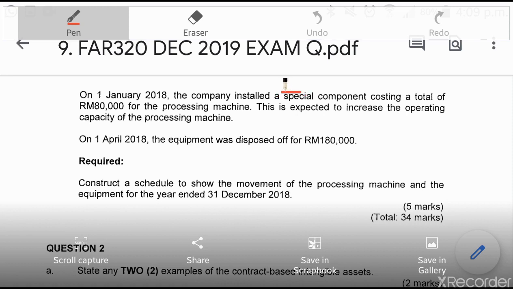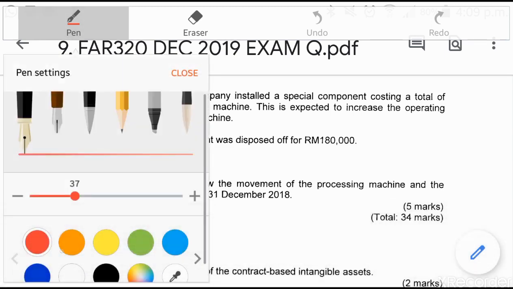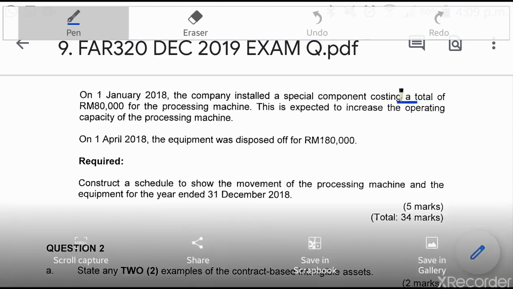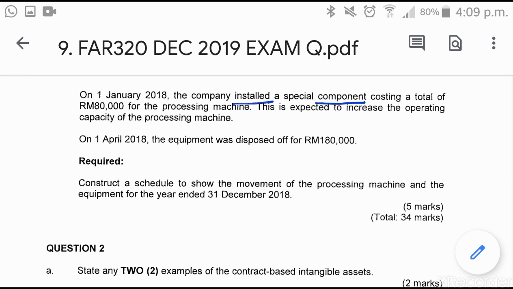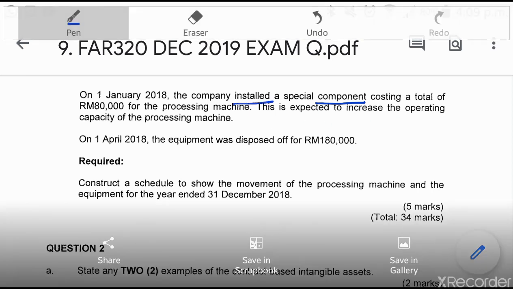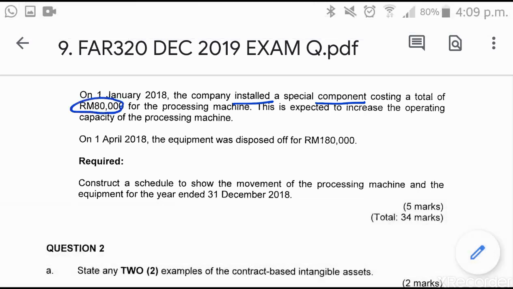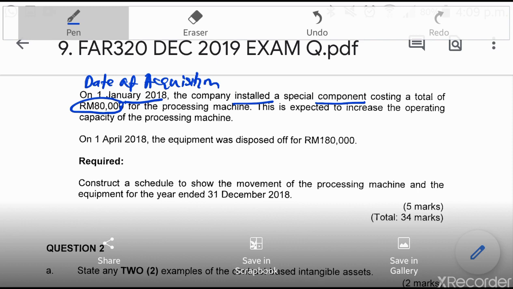So we have this 1st of January 2018, the company installed a special component to the processing machine. So the machine, they install a special component, and that component costs 800,000, and the date of installation or the date of purchase or acquisition is on 1st of January. So this is important, 1st of January.